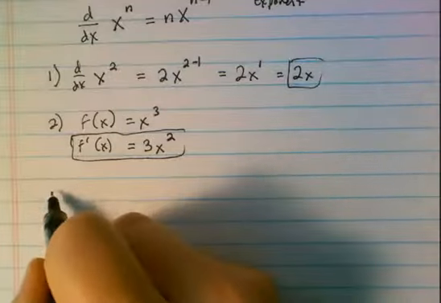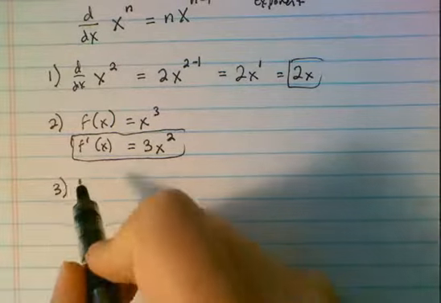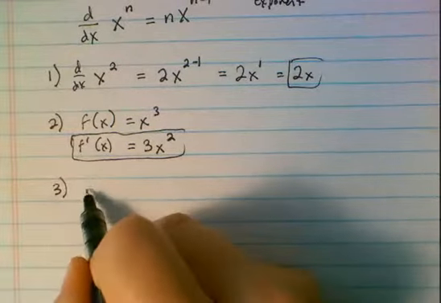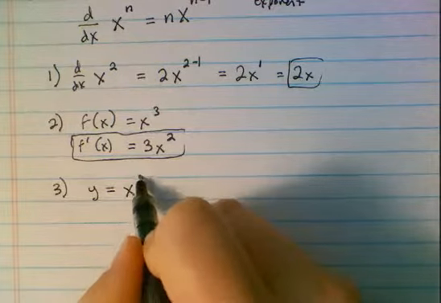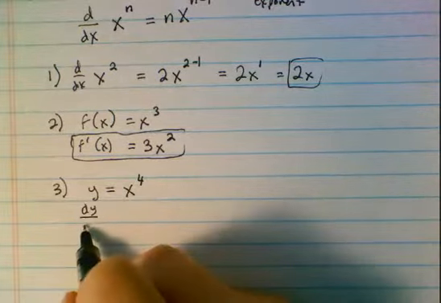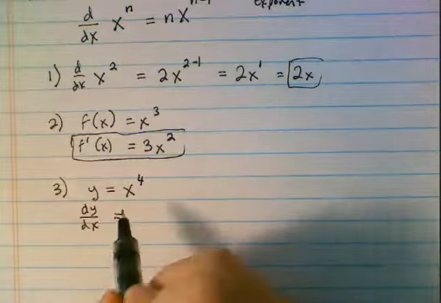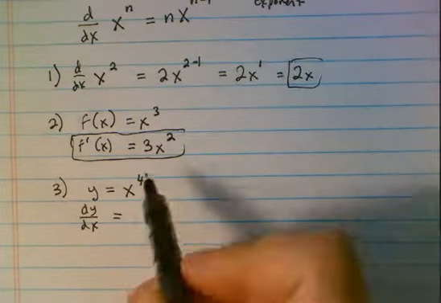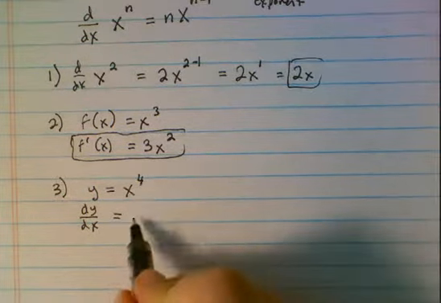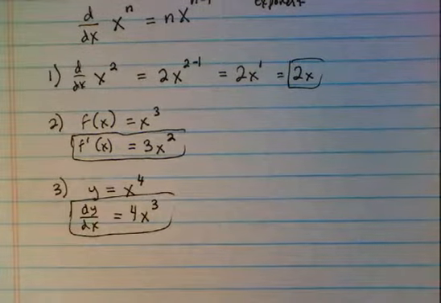So try this one. Let's say we have the function y equals x to the fourth. I want you to find the derivative of that. Okay, what we do is we bring down the exponent, subtract 1, and there we go. Ta-da!